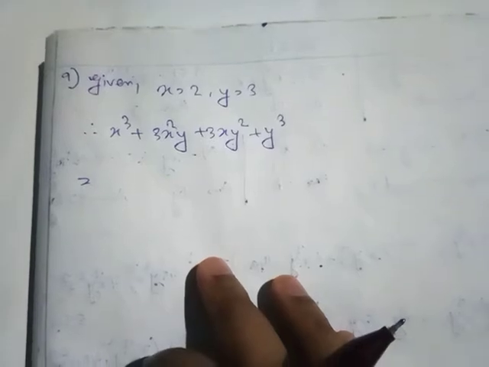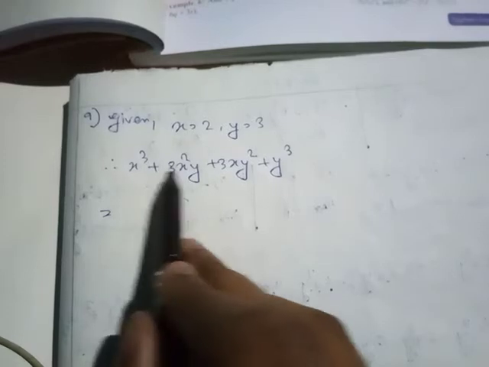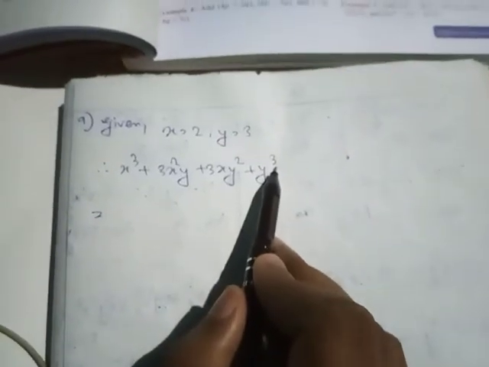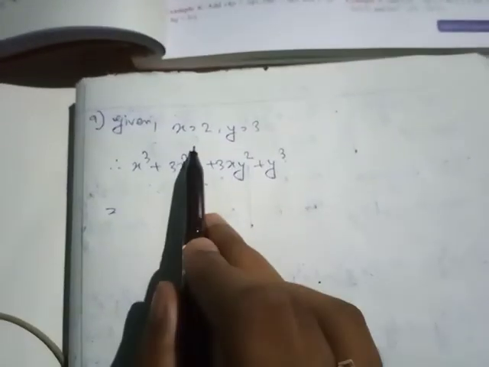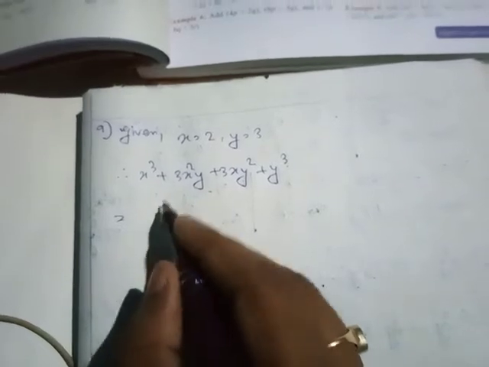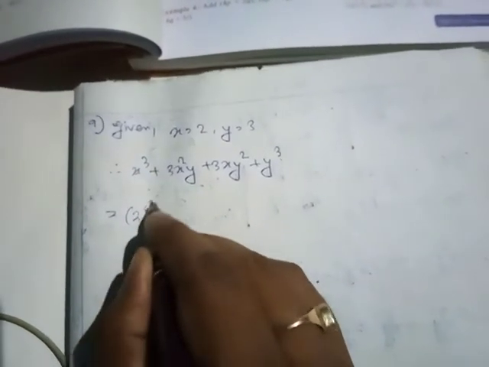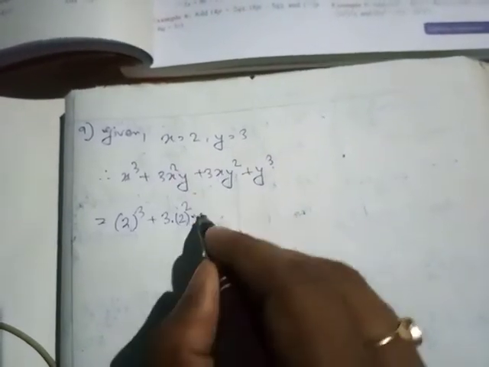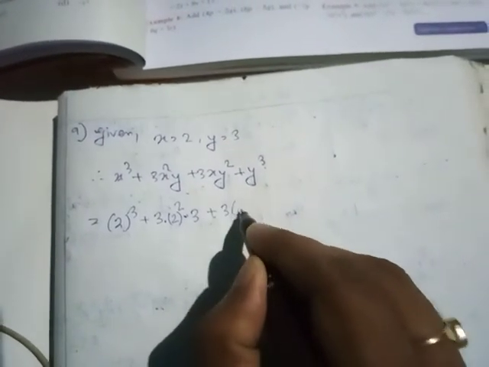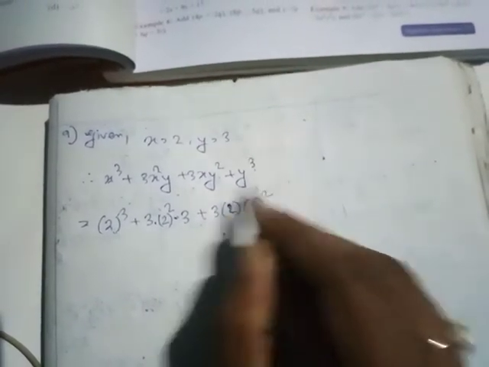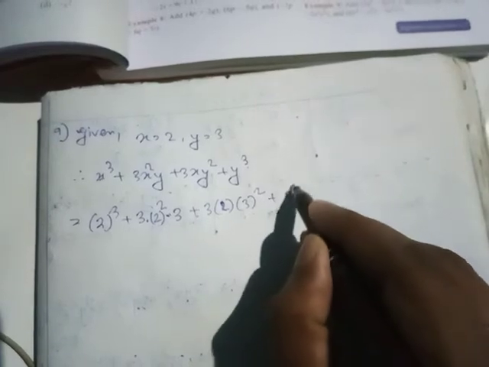Now question number 9. Find the value of x cube plus 3x square y plus 3xy square plus y cube if x equals 2 and y equals 3. The value of x is 2 and y is 3. We have to find the value of this expression. So we just put the value of x and y. X cube, so it is 2 cube plus 3 into 2 square into y. The value of y is 3, plus 3 into 2 into 3 square, because it is y square, and 3 whole cube.